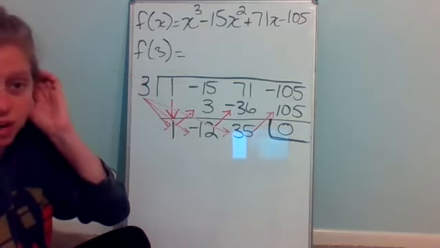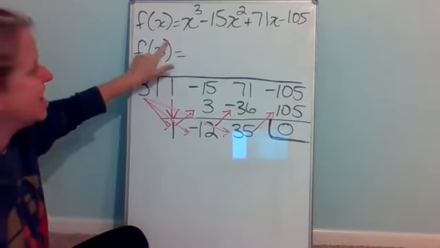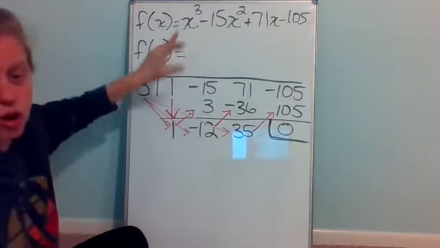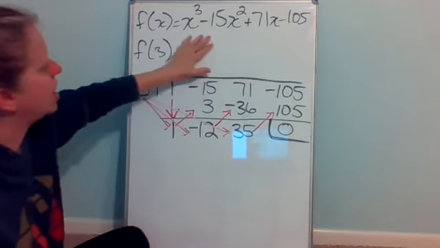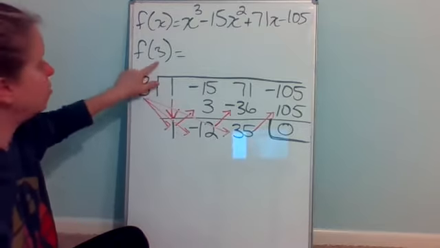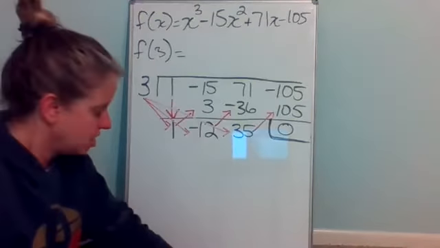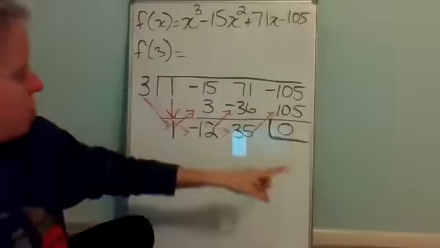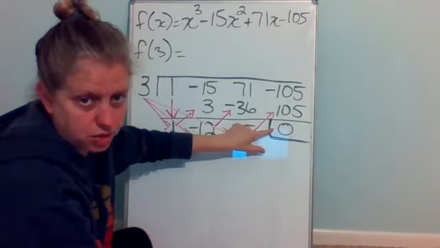And if it is a 0, what that's telling you is that 3 is a 0 or an x-intercept of this function. If I put this into my y equals and graphed it, it would cross the x-axis at 3. Okay, so what you put in as your answer is that f of 3 equals 0. Whatever this number out here ends up being is your answer.